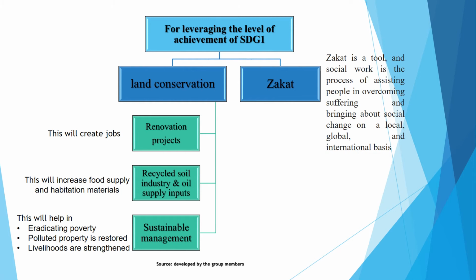On the other hand, we have land conservation, which has renovation projects. This will create jobs, recycled soil industry and soil supply inputs, and this will increase food supply and habitation materials. And last but not least, we have sustainable management, and this will help in eradicating poverty. Polluted property is restored or will be restored, and livelihoods are strengthened.